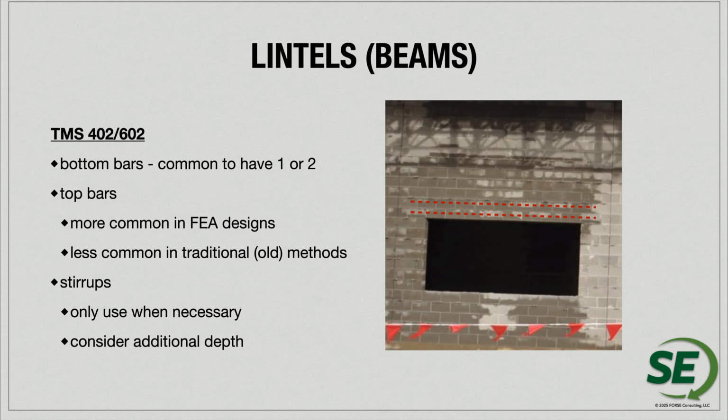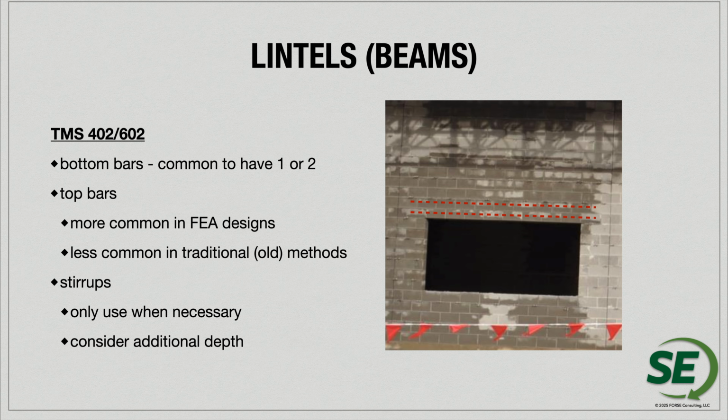TMS 402-602 also looks at lintels or beams, masonry elements that span horizontally. They're going to have bottom bars within those elements. They're also going to have top bars. In a lot of the current analyses and designs, you're going to see that the lintel element is connected to the wall elements that it frames into on each side. So oftentimes when you have that continuity, you have a fixed beam type condition, which would give us a negative moment, generally requiring top bars.